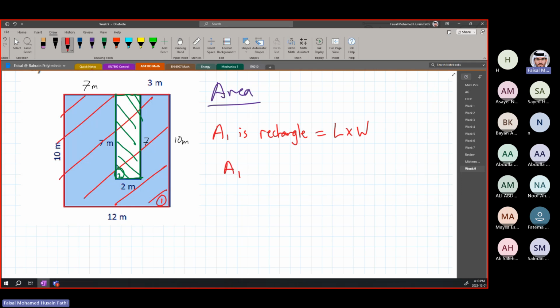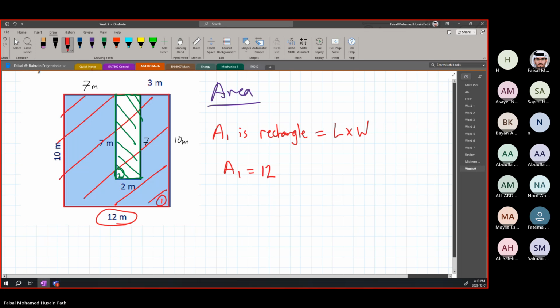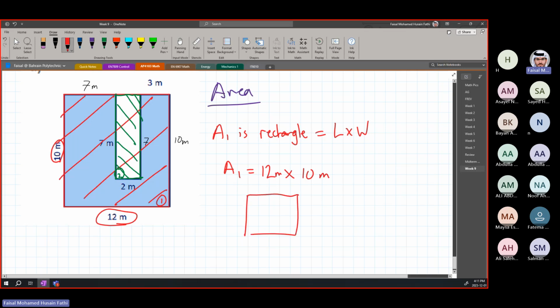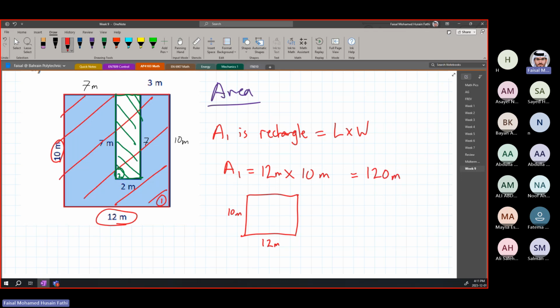So area 1 is going to be equal to, what's the length over here? It's 12 meters times 10 meters, because this is the rectangle, the full shape. If we're looking at the full shape, this is how it looks like. This is 12, and this is 10. So the area is 12 times 10, which is 120 meters.